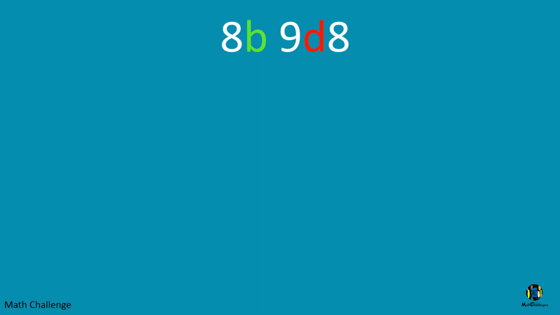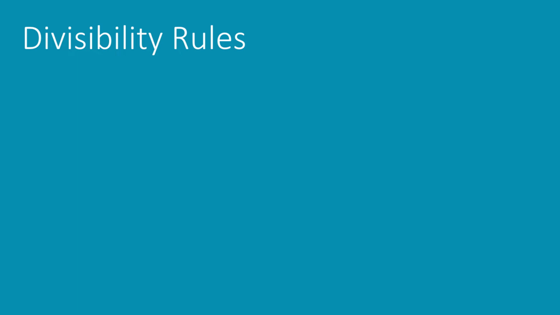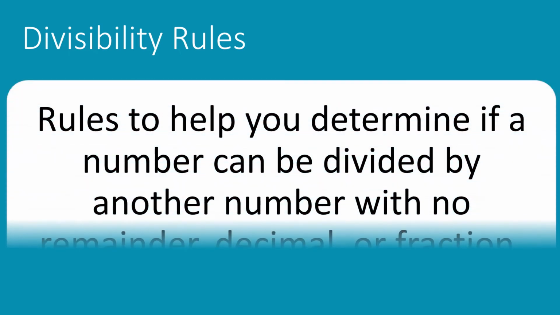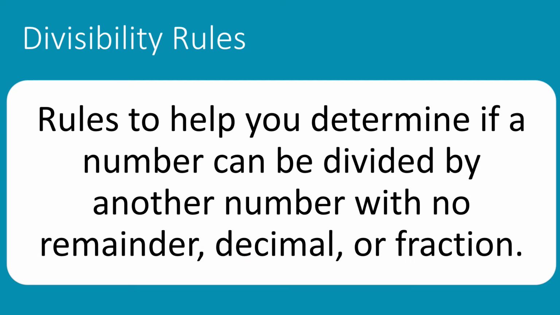80B900D8 is divisible by 4 and 6. Divisibility rules, what are they? Divisibility rule is a way of determining whether a given number can be evenly divided by another, that is, if there is no remainder left over.